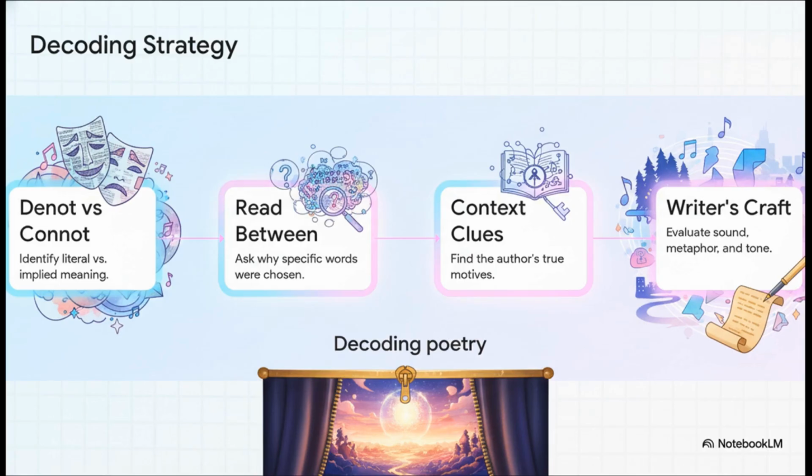Step 1, always separate the literal dictionary meaning from the emotional association. Step 2, read between the lines by asking why the author chose a specific word over a simpler one. Step 3, use the context clues around that phrase to find the author's true motive. And step 4, evaluate the writer's craft by looking at how sound, metaphor, and tone all work together. This is your ultimate toolkit for grasping the rich, complex truths the writer actually intended.